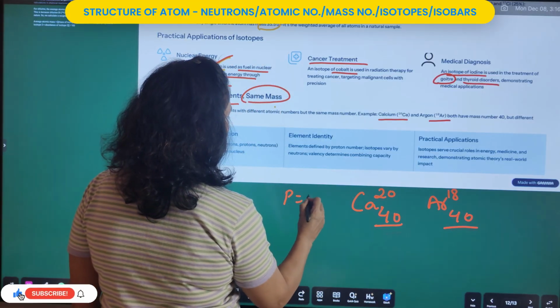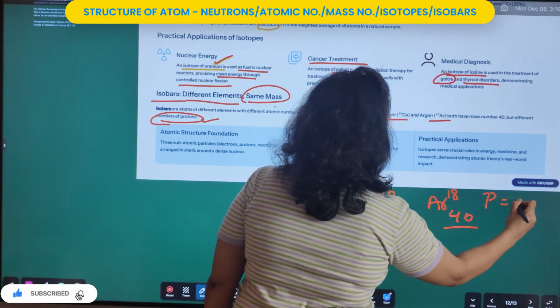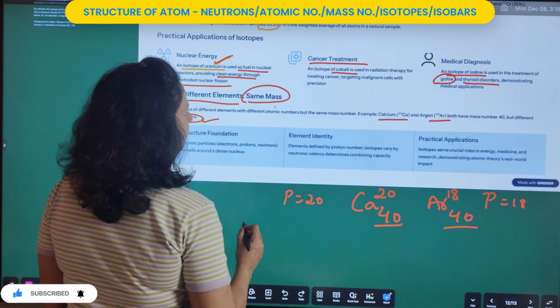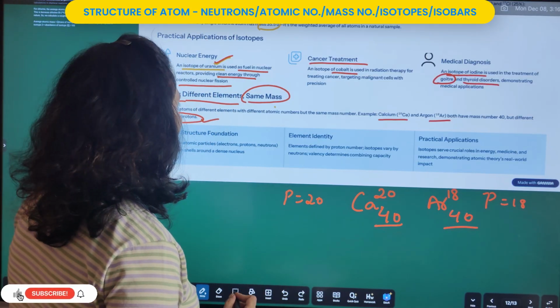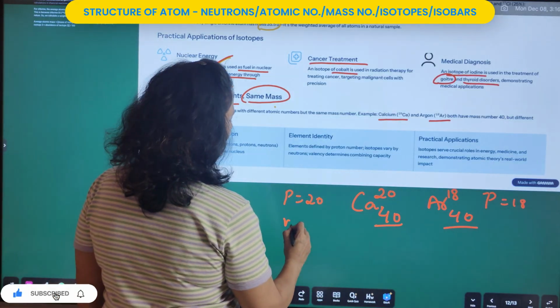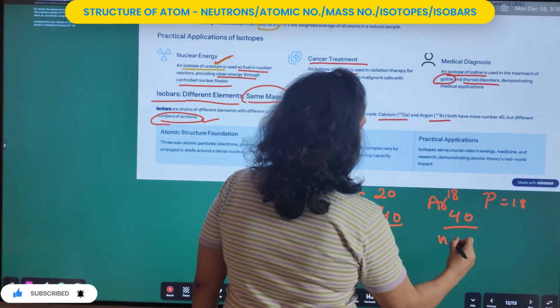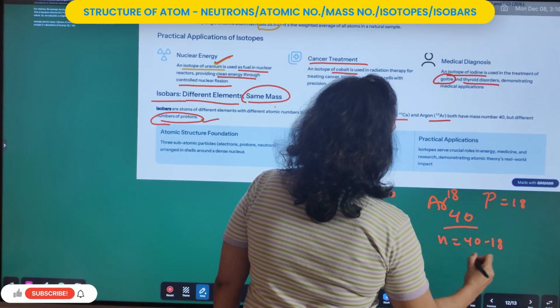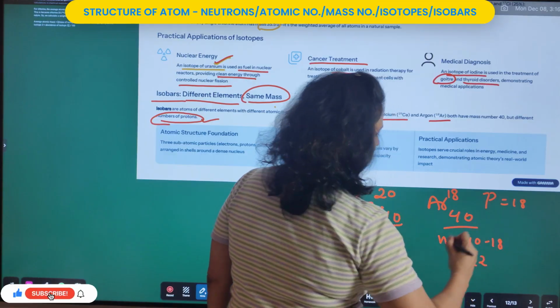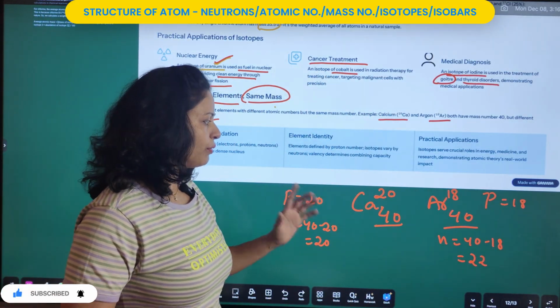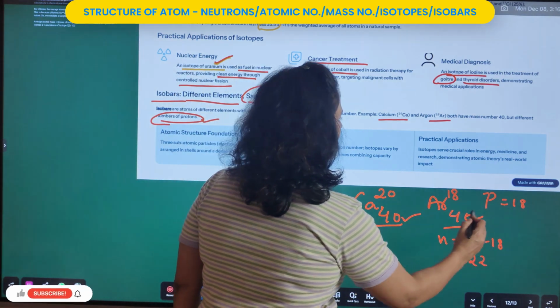Protons here are 20, and here 18, but the mass number is the same. The neutrons will also differ. So they have the same mass number but different atomic numbers. The neutrons here will be 40 minus 20, that is 20. The neutrons here will be 40 minus 18, that is 22. So the numbers of neutrons differ, the protons are also different, but the mass numbers are the same.